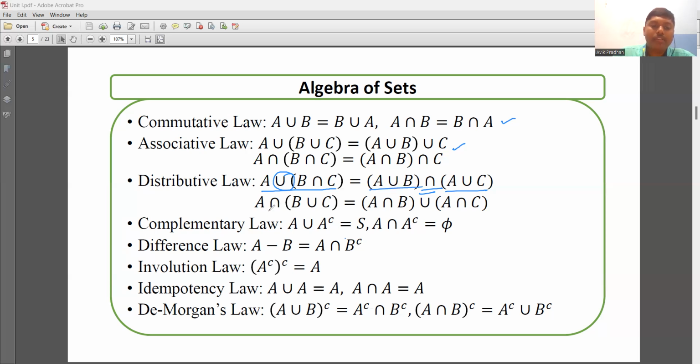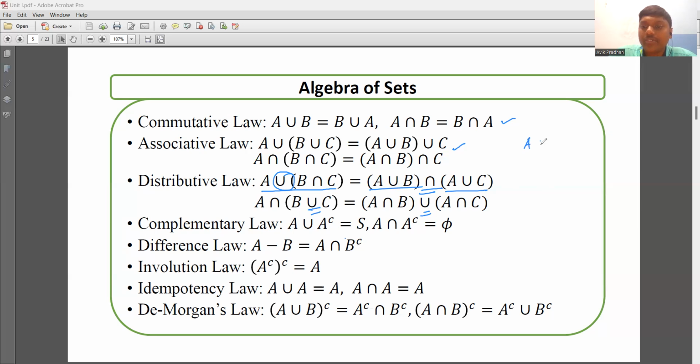Similarly, next we have the distribution of intersection over union. So basically, you look into the order of how we are taking it. A intersection (B union C) will be equal to (A intersection B) union (A intersection C). The union in the bracket will be the second operation. First, I have to do the intersection, because we are taking the intersection of A with the new set B union C. Okay, so you can very easily verify this.